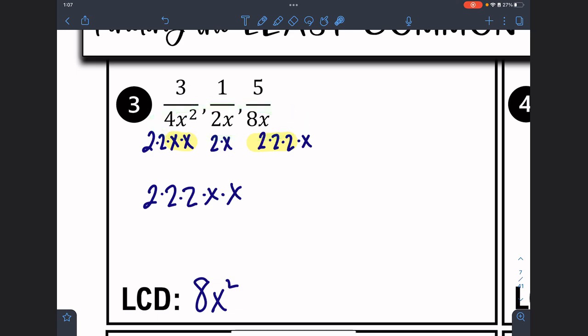Another way to think of it is ask yourself, out of all of these, 4, 2, and 8, what is the lowest number that all of them can go into? 8, right? And then you look, well, what is the most amount of x's that I see? x squared. That means I would have to multiply this by an x squared, or this by an x and this by an x. So that way it becomes x squared, right?